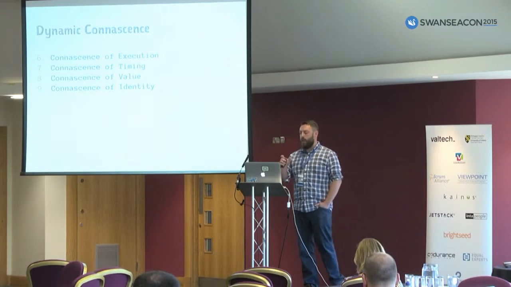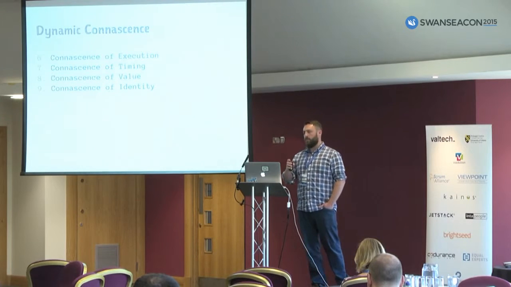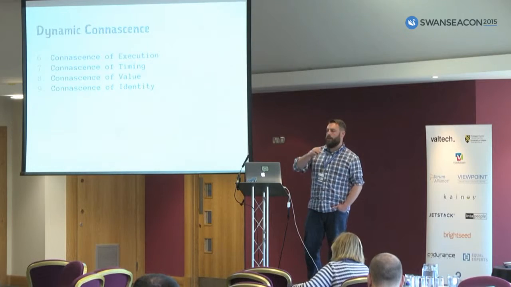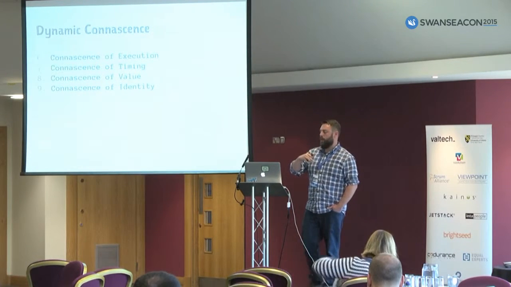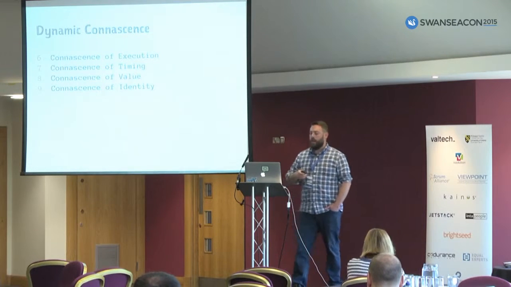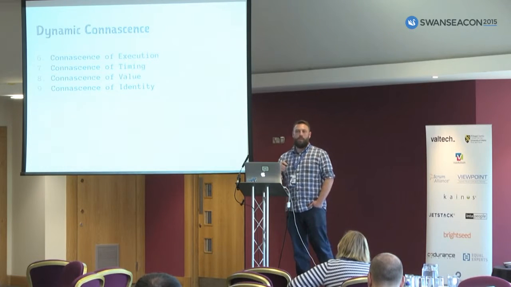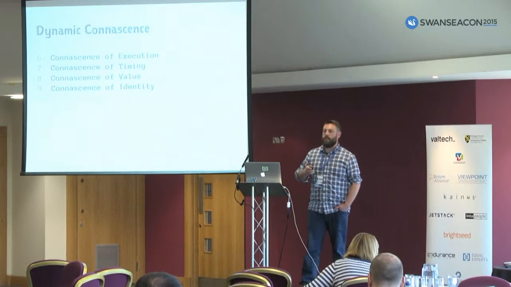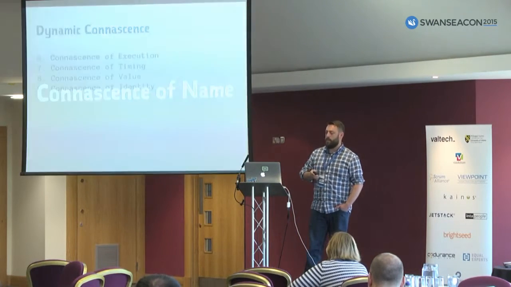Connascence of value is when the values of two components are related. So you could even just think about 2 lines of code. You have an int i and then an i++. So those 2 lines of code are related by connascence of value. Then identity is when multiple components must reference the same entity. So perhaps a queue, or even just an order object, or an email you need to send.